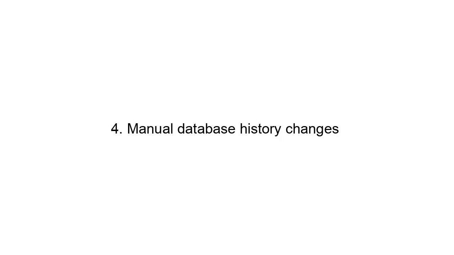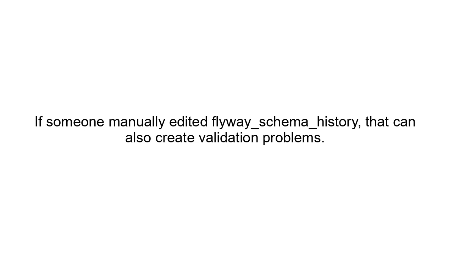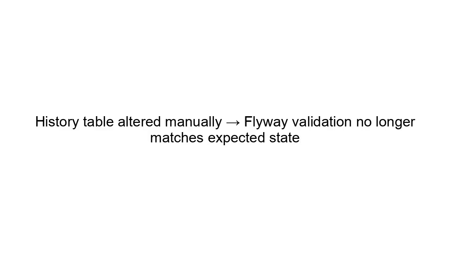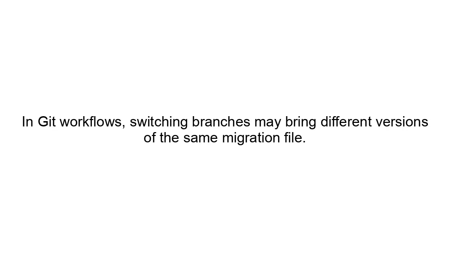4. Manual database history changes. If someone manually edited the Flyway schema history, that can also create validation problems. Example concept: the history table was altered manually, so Flyway validation no longer matches the expected state. 5. Wrong migration file from another branch. In Git workflows, switching branches may bring different versions of the same migration file.